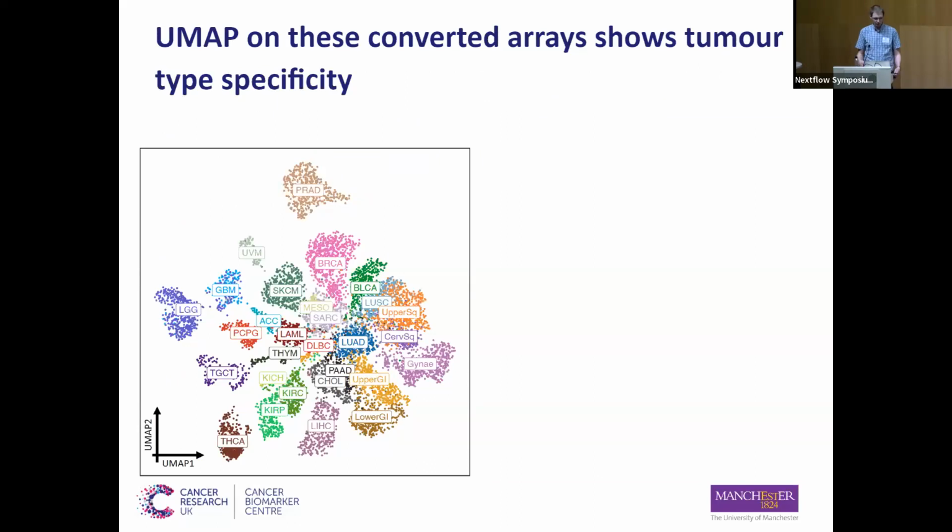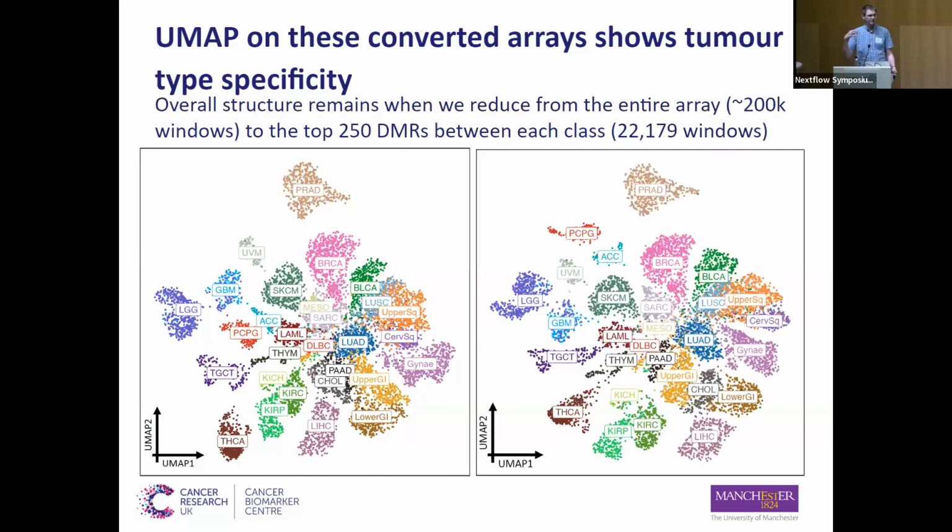And so when I do that, I take the data from TCGA, I convert it, and I get a nice UMAP with samples separating by tumor type, as you might expect. And that structure remains if I take the total array and downsample to just the most strongly different regions between each cancer type I'm interested in. And here I've got 29 different cancer types, where I've regrouped some. And so I've now got 22,300 base pair windows across the genome that I'm interested in.